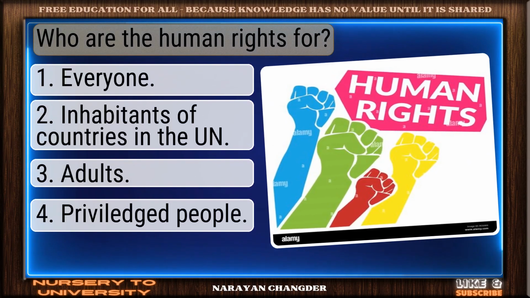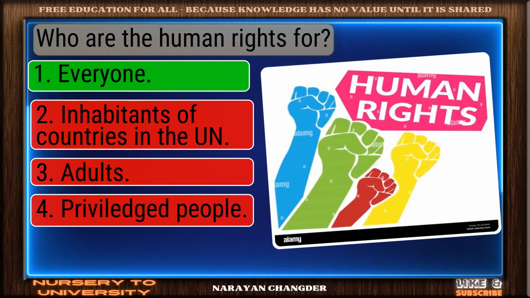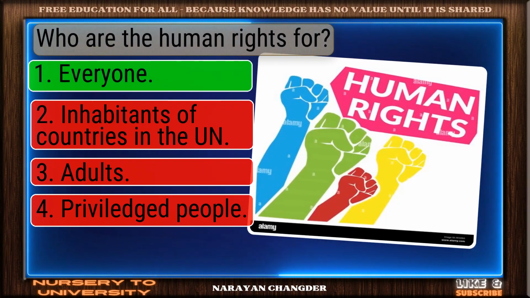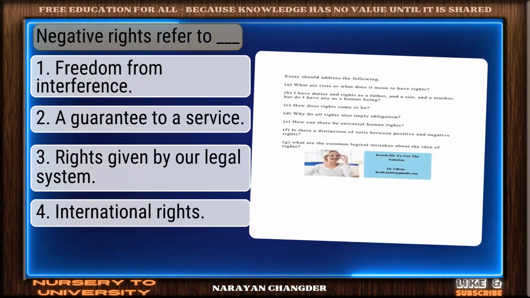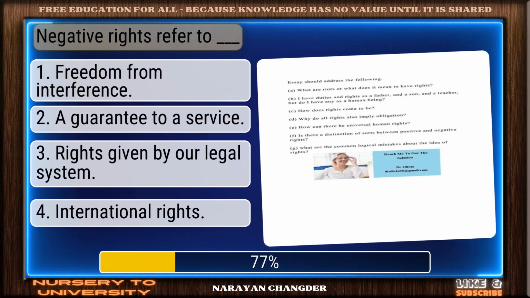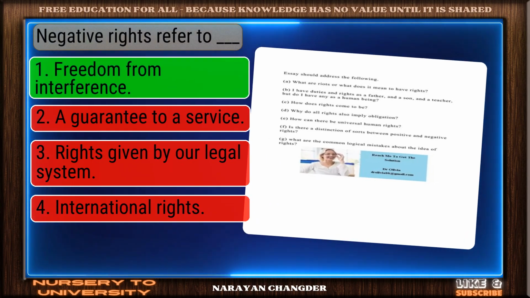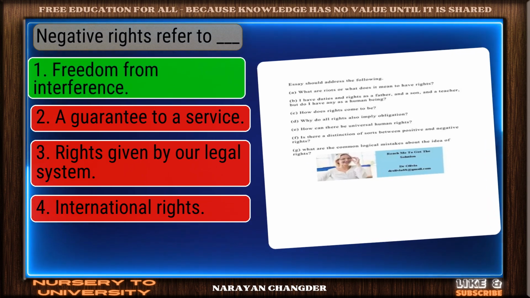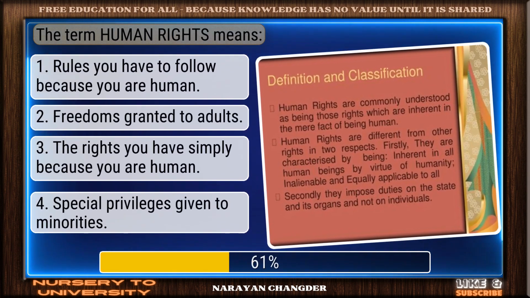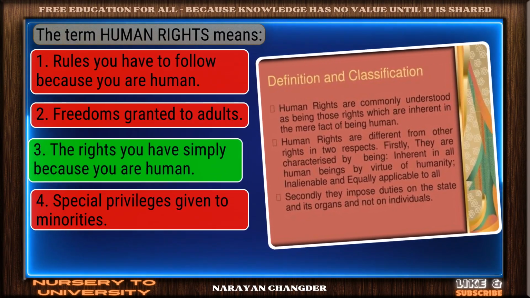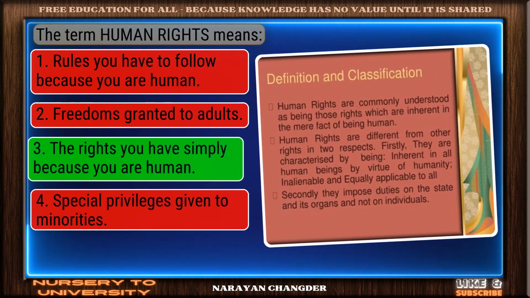Who are the human rights for? Exactly. Everyone makes sense, and it is the right choice. Negative rights refer to dash. Well picked. Freedom from interference is the correct answer. The term human rights means... On track. The rights you have simply because you are human is the correct answer.